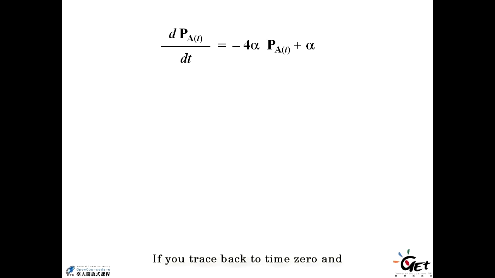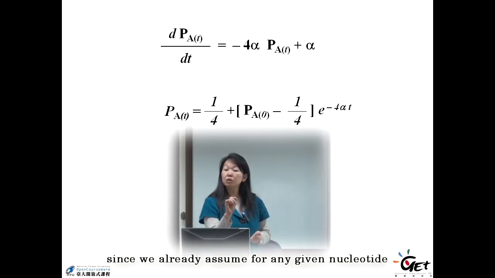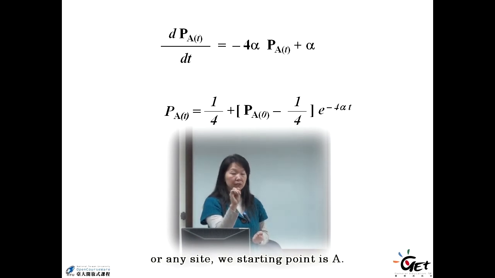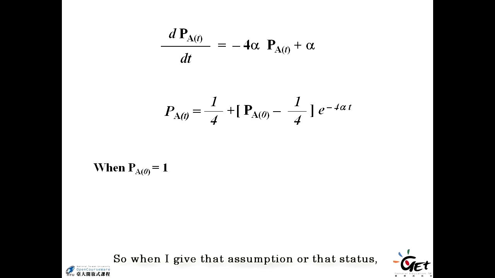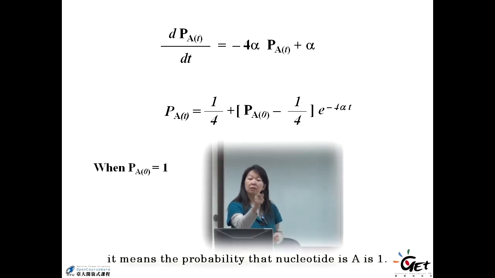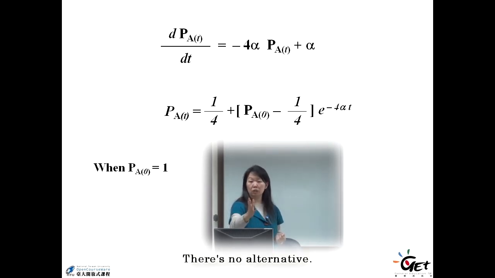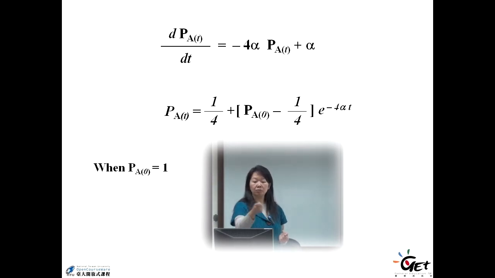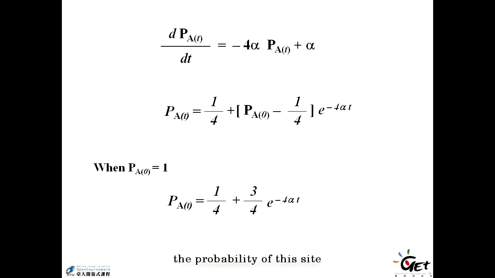time 0, and since we already assume for any given nucleotide or any site, our starting point is A. So that is a given. So when I give that assumption or that status, that means the probability that the nucleotide is A is 1, because I already told you. There are no alternatives. So that's where we start. So the P at time 0, the probability of this site being an A, is a given. So that's 1. This is something you have to bear in mind.